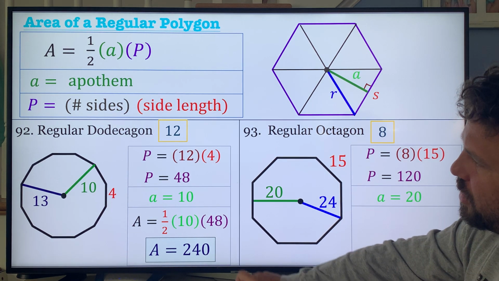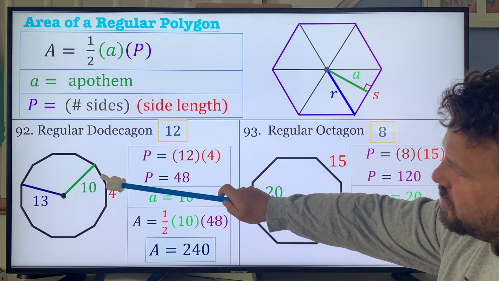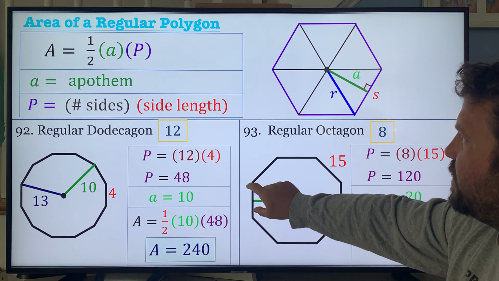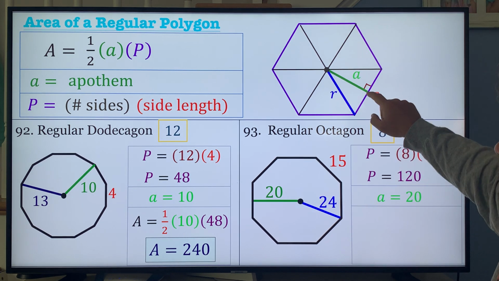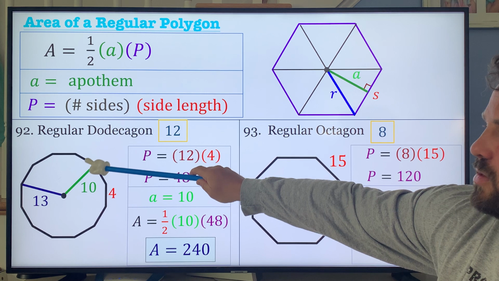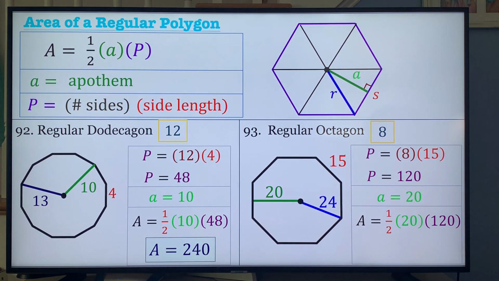All right? Well, actually, this 10 should be going here, not here. This should be slid down. I don't know how it got moved. The apothem goes to the midpoint of each side. All right? This should be actually going there. Whoops. All right, so half of 20 times 120. 10 times 120 is 1,200.